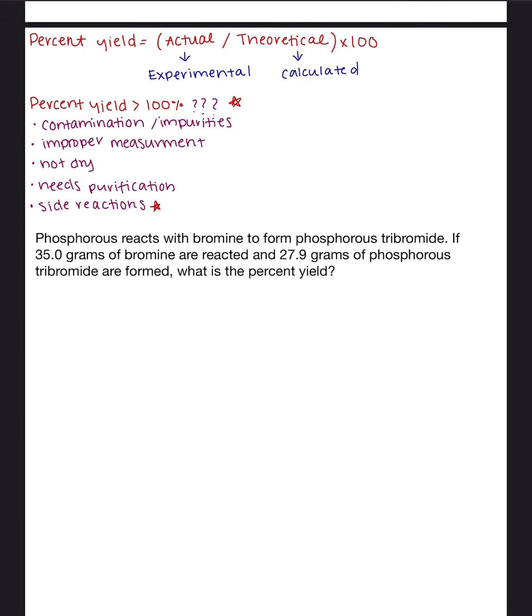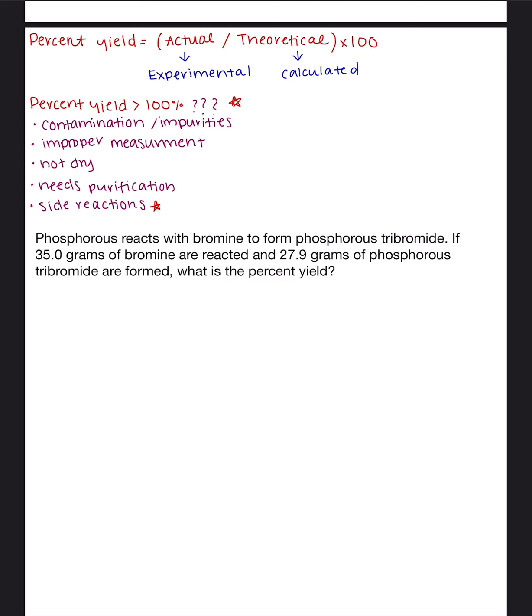Hey guys, I have another problem for you about percent yields, and a couple things I want to share regarding real life, how you will be using these percent yields in lab in the spring. I know it probably won't pertain to you as much in the fall, but I'm sure you will have a question like this on a quiz or an exam. So it doesn't hurt to talk about it now.